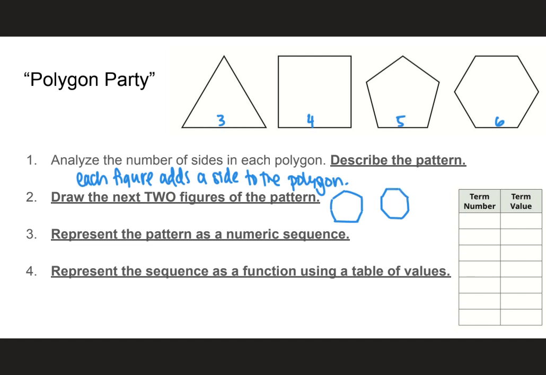Okay, so now represent the pattern as a numeric sequence. So we started at 3, and then as a function. So starting at 1, or a table, sorry.